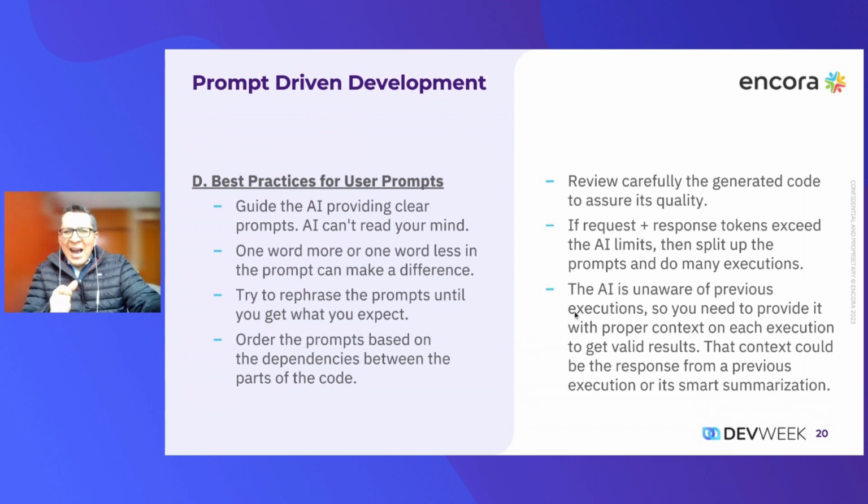The last one is that the AI is unaware of previous executions. AI doesn't know about the previous execution. So you need to provide it with the proper context on each execution to get valid results. For example, if you require many executions to get the code that you expect, you could use the response from the previous execution as input, as context for the next execution.